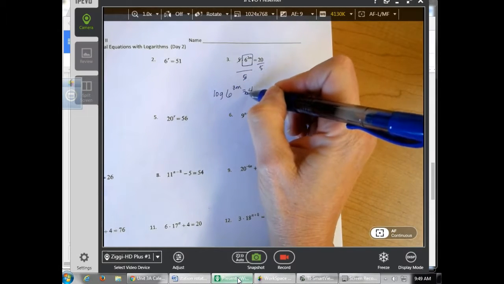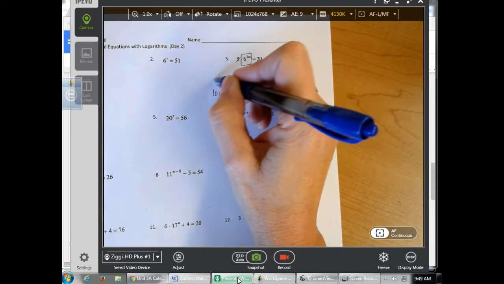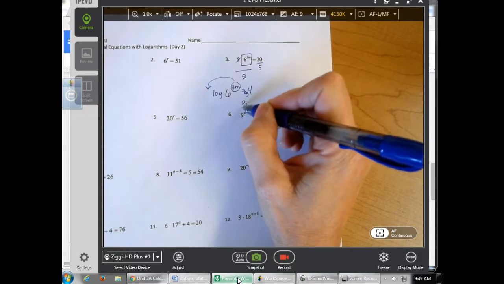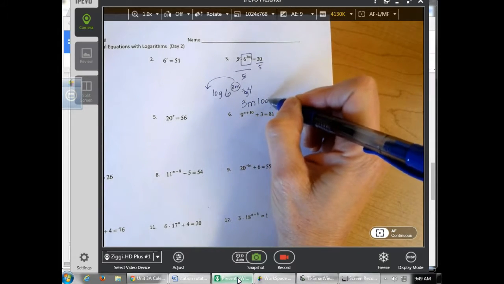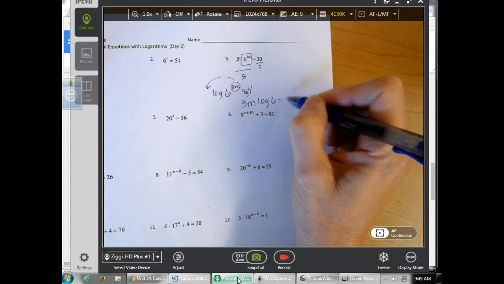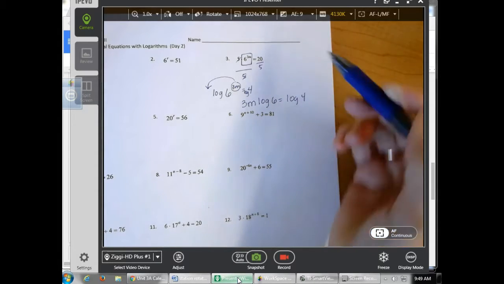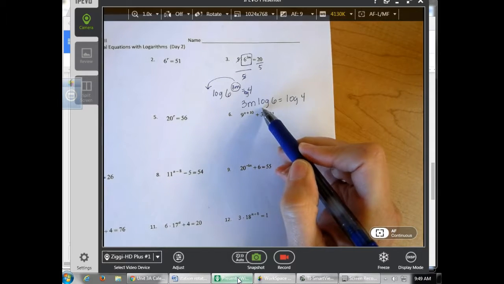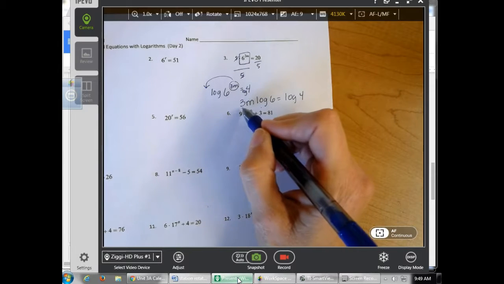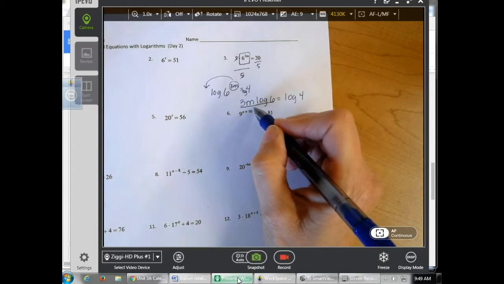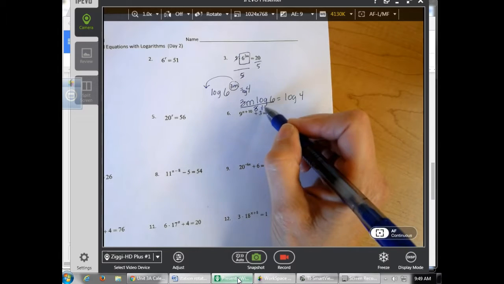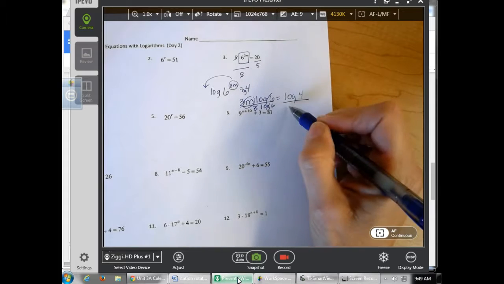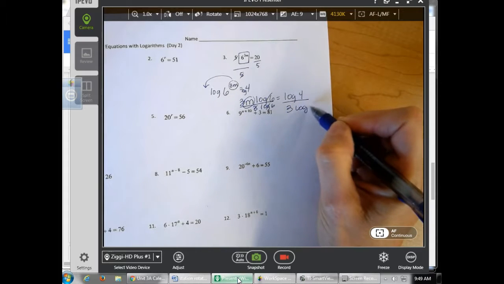Log here. And then I can bring the 3m out front using my property of logs, and then that turns it into multiplication. So I have 3m times the log of 6 is equal to the log of 4. And remember that the log of 4 is just a number the calculator will give you. The log of 6 is just a number the calculator will give you. So I'm going to now divide both sides by 3 and by log of 6. So I've isolated m.